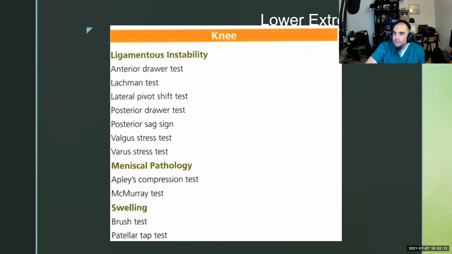In the knee, the most common ones are the anterior drawer and the posterior drawer test. That's testing for ACL and PCL problems. McMurray's is a close third, but even that I don't do as much because an MRI is a little bit better than McMurray's for telling me if I've got a torn meniscus.